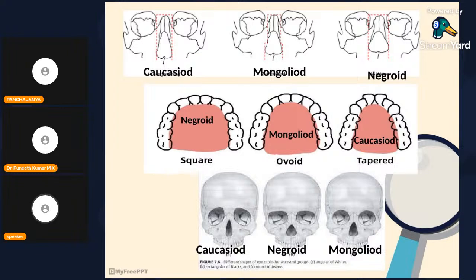Just in the orbit, you can write the shape, no need to write the skull, and teeth arrangements also, just a square and oval and a tapered shape can be mentioned. Okay, based on this, it will give a very good presentation, and it will convey that you have read, because of this diagrammatic representation.